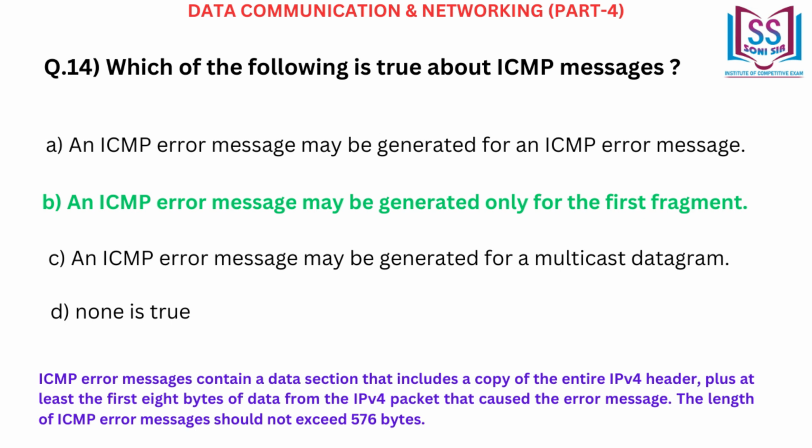ICMP error messages contain a data section that includes a copy of the entire IPv4 header, plus at least the first 8 bytes of data from the IPv4 packet that caused the error message. The length of ICMP error messages should not exceed 576 bytes.